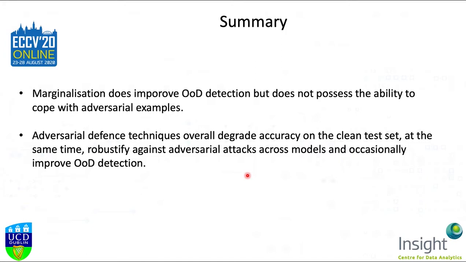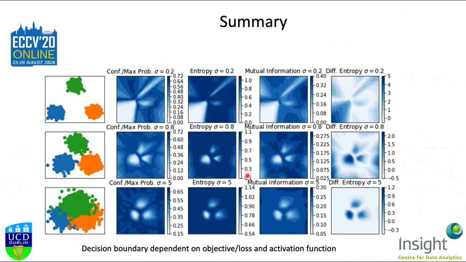As a summary, we would like to point out that marginalization does improve OoD detection, but does not possess the ability to cope with adversarial examples. Adversarial techniques overall degrade accuracy on the clean test set, but at the same time they actually robustify against attacks and occasionally do improve the out-of-distribution detection.